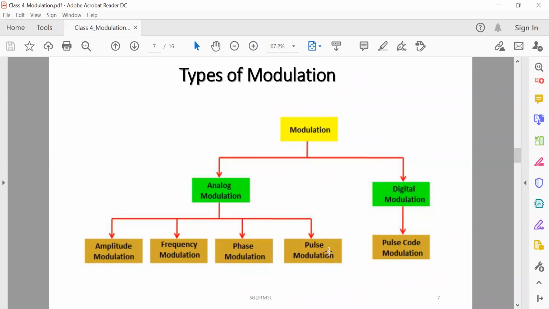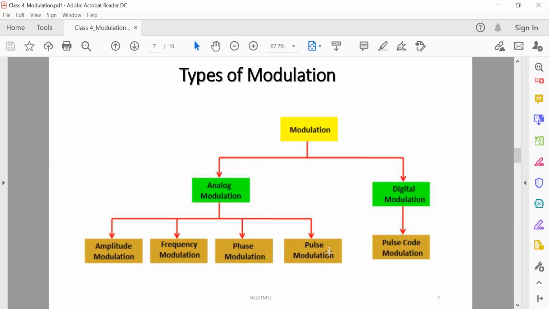Now analog pulse modulation is the process of changing the characteristics. Which characteristics? Pulse amplitude, pulse width, or pulse position. Okay, these can be varied. So if the carrier pulse amplitude, pulse width, or pulse position is changed in accordance with the amplitude of the message signal, then it is called the pulse modulation technique.